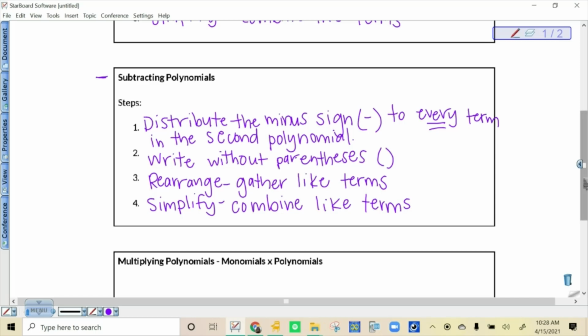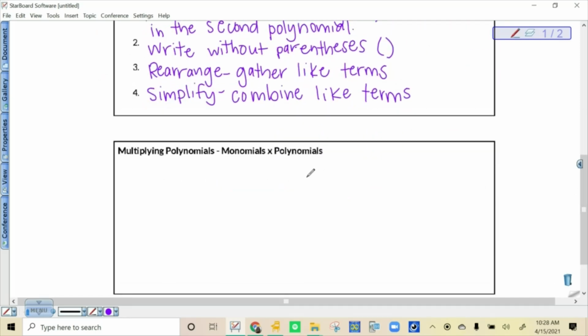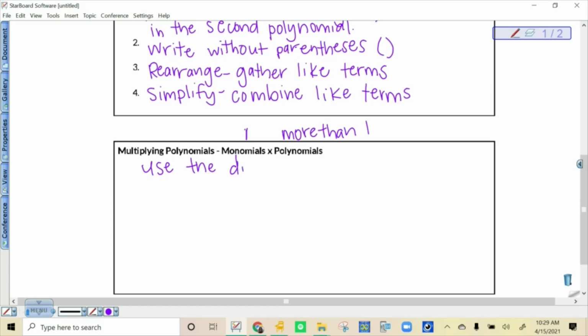Okay, now we're going to talk about monomials times polynomials. So monomial, how many terms are in a monomial? Yeah, just one. And then polynomials are always going to have more than one. Okay. And what we do here is we use the distributive property.